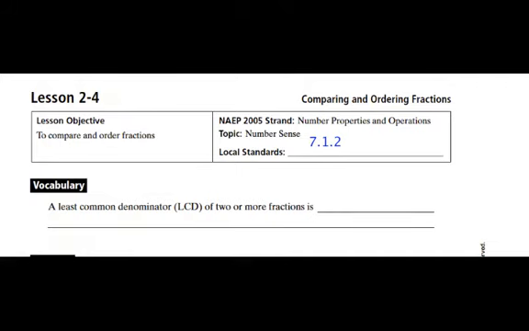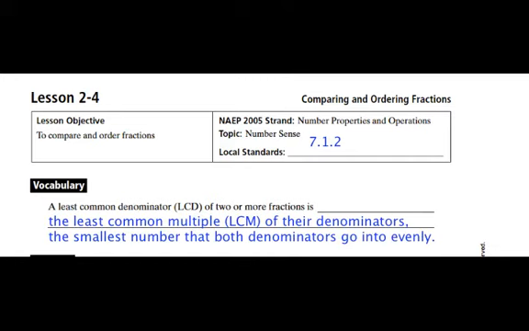The Indiana Academic Standard is 7.1.2. A least common denominator, or LCD, of two or more fractions is the least common multiple, LCM, of their denominators. In other words, the smallest number that both the denominators go into evenly.